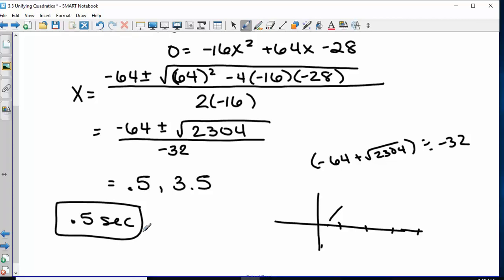Yes, ma'am. I just plugged that whole thing in. Yeah, I mean, you could simplify it first, but oh, we need those in parentheses.